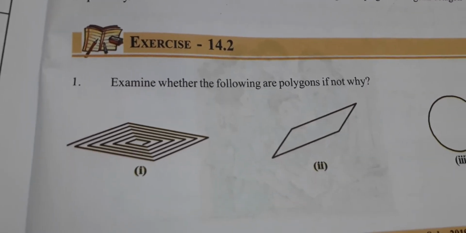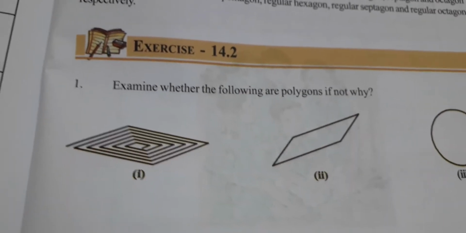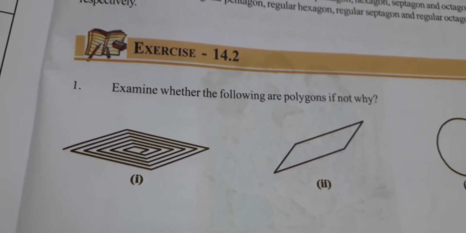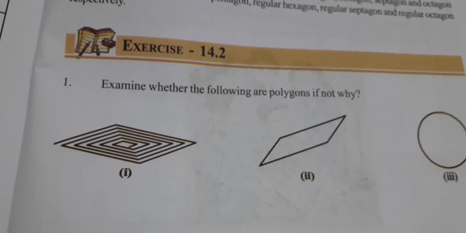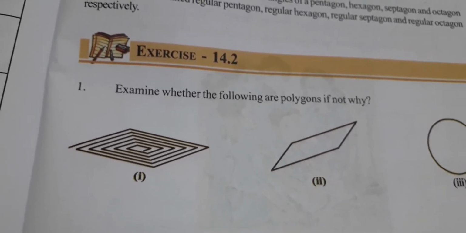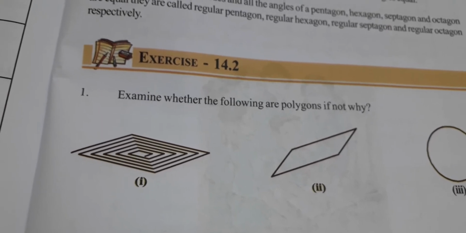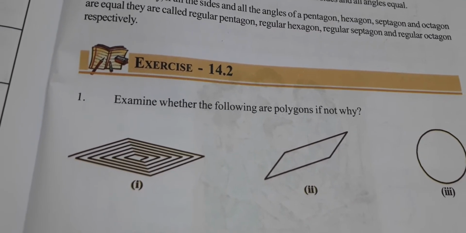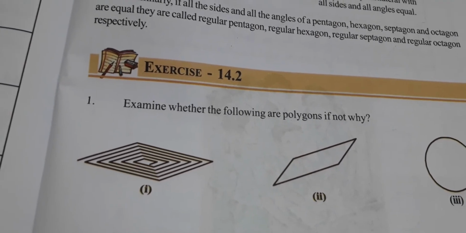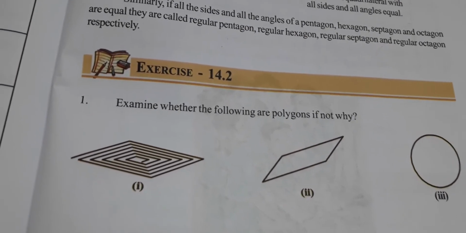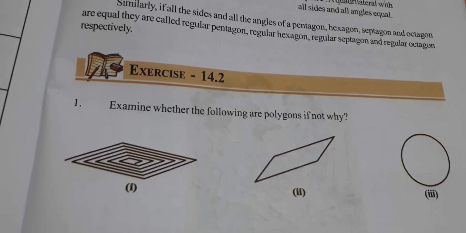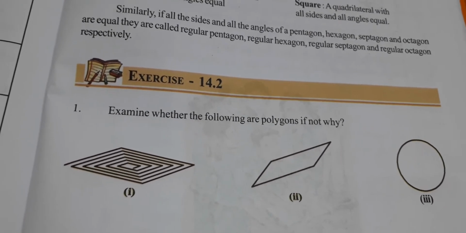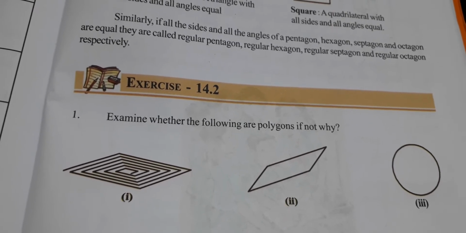So exercise 14.2. Children, see carefully. Examine whether the following are polygons. If not, why? What is the question? In this there are two questions. One is, see whether it's a polygon or not. If it is yes, you say yes. If no, no. That means one question is done. Now what is the next part of the question? If it is no, why is it not a polygon?